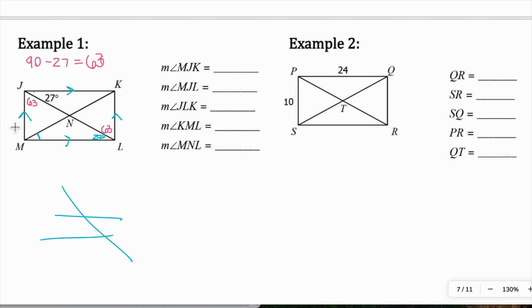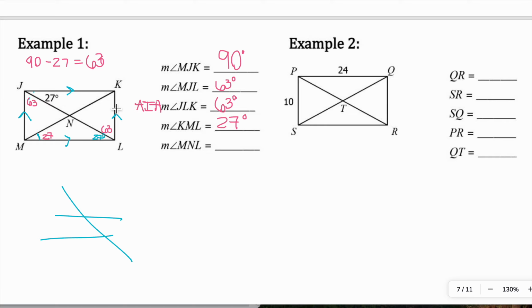So that being said, MJK is that big angle there that we started with first, has to be 90 degrees to make it a rectangle. MJL is that new 63 degree we turned into. JLK is also going to be 63 because that's an alternate interior angle of the other 63 degrees we found. And then KML is not going to be 63. Instead, that one's going to be 27 because we have our alternate interior angles matching from those.